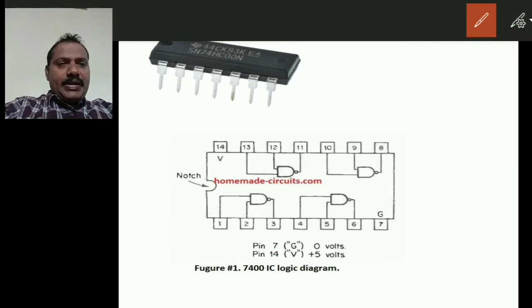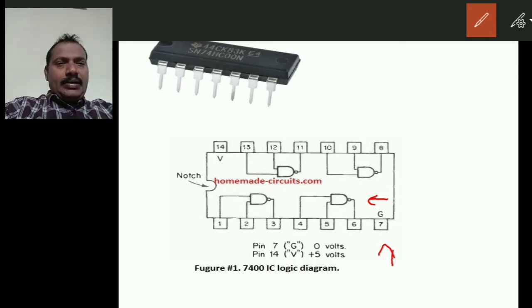Here the third pin is the output pin. Now for the second NAND gate, 4 and 5 are the input pins, the sixth one is the output pin, and the seventh pin is the ground pin.